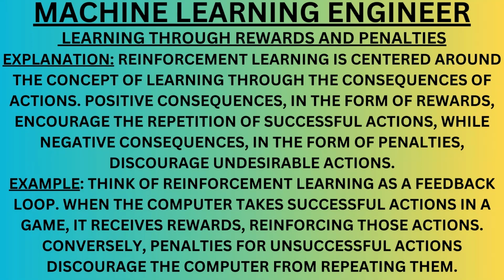Explanation: reinforcement learning is centered around the concept of learning through the consequences of actions. Positive consequences in the form of rewards encourage the repetition of successful actions, while negative consequences in the form of penalties discourage undesirable actions. Example: think of reinforcement learning as a feedback loop. When the computer takes successful actions in a game, it receives rewards reinforcing those actions. Conversely, penalties for unsuccessful actions discourage the computer from repeating them.